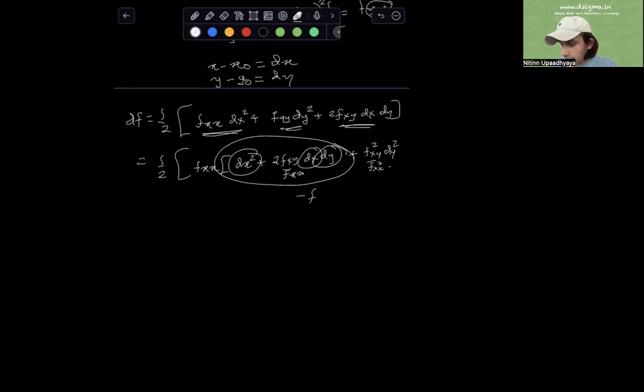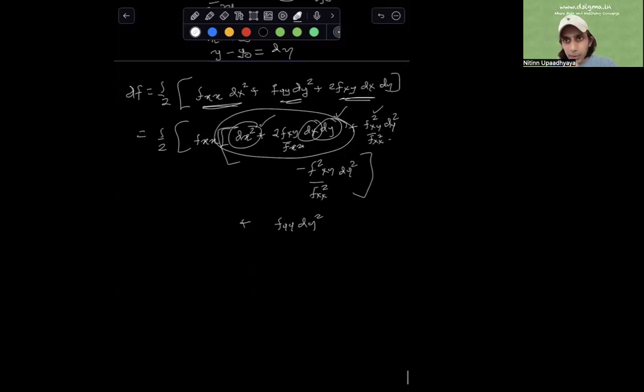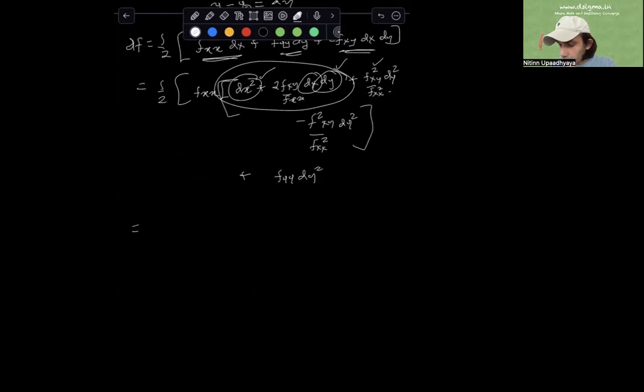I'm going to subtract fxx squared dy squared, so that's this particular square bracket. And then we are left with fyy dy squared. Now, if you look at these three terms, we can combine them in the form of a perfect square. So just to rewrite this in a cleaner form, we have fxx, and then if I combine these three terms, I can write this as dx plus fxy divided by fxx dy, squared.